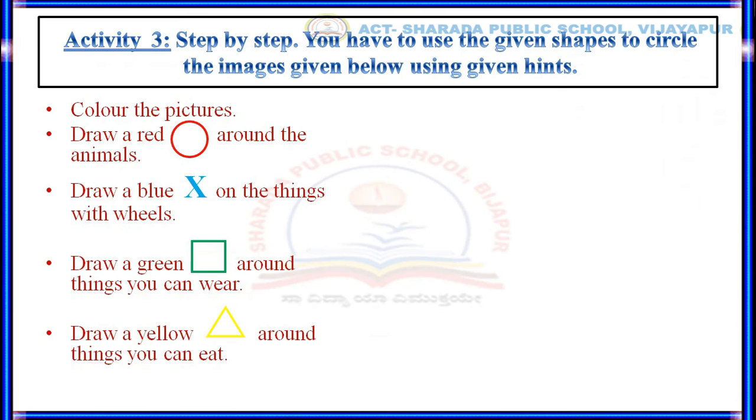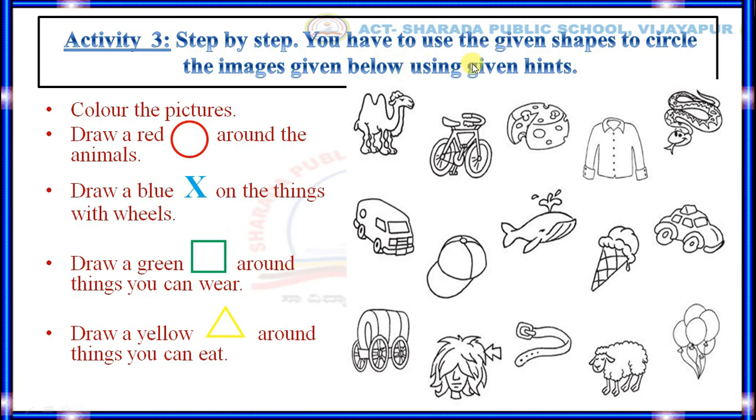Let us move to activity number 3. Step by step, you have to use the given shapes to circle the images given below using given hints. Here are the hints. Step 1. Color the pictures. Step 2. Draw a red circle around the animals. I have done one for you.